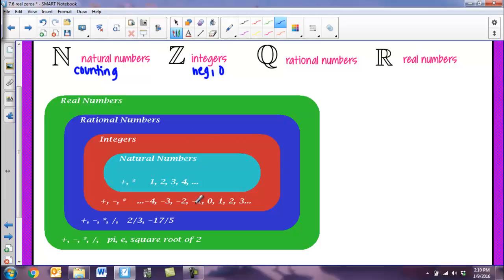Your integers are just counting numbers, and then you add in your negatives and you add in 0. Okay, so that's kind of what that's showing here. We have some extra numbers in at the end, and then it's represented by a Z with that line through it. The next one are going to be rational numbers.